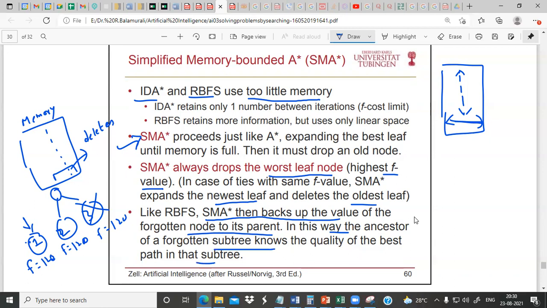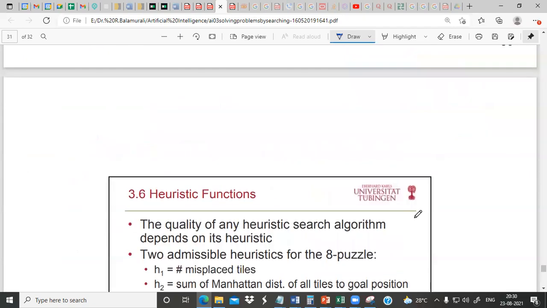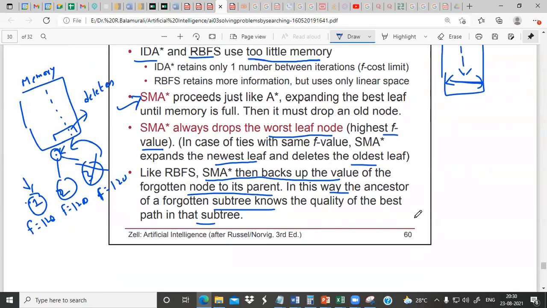Because at least this parent node knows the cost of reaching here, right? So its forgotten value means its f value. Before the node gets deleted, its f value will be passed on to its parent, so that the parent node knows, if I follow this path, what is the expected cost, right? So this is how the SMA star works.